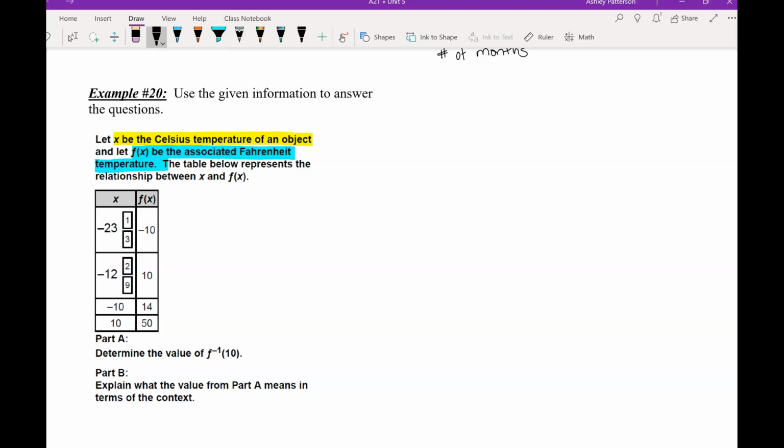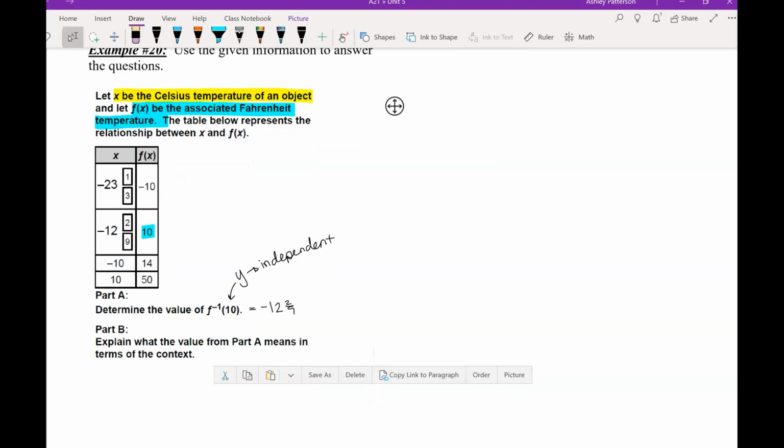That means for f inverse, the y is the independent. We just talked about that with the graph, right? So I'm going to look at 10 and, I'm going to look at f of x because that is the y. And what does that correspond to? That corresponds to negative 12 and 2/9.